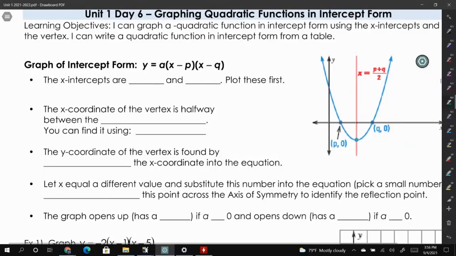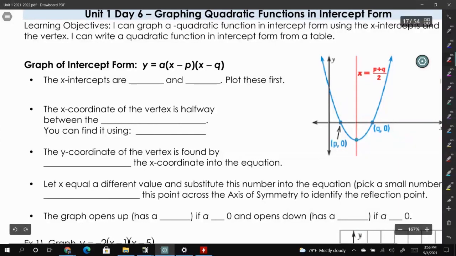We've talked about graphing quadratics in vertex form. Now we're going to talk about another form of quadratics called intercept form. In intercept form, you are going to be able to figure out the two x-intercepts or one x-intercept right away from the information that was given to us.